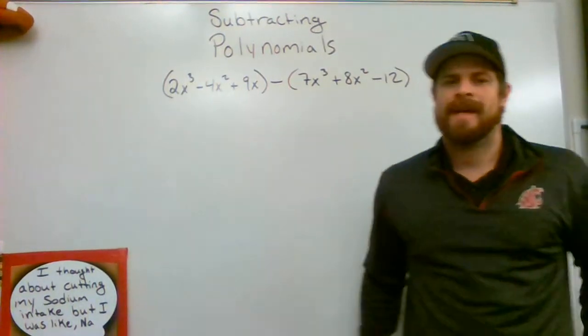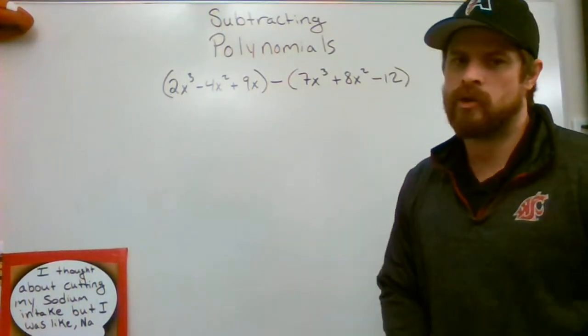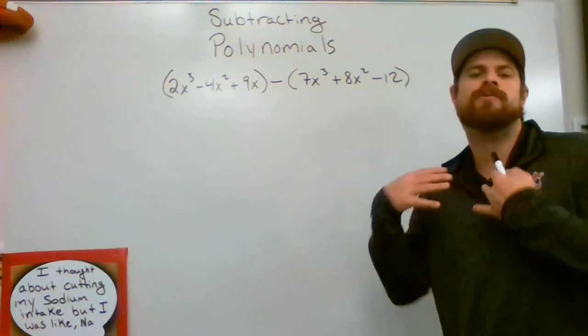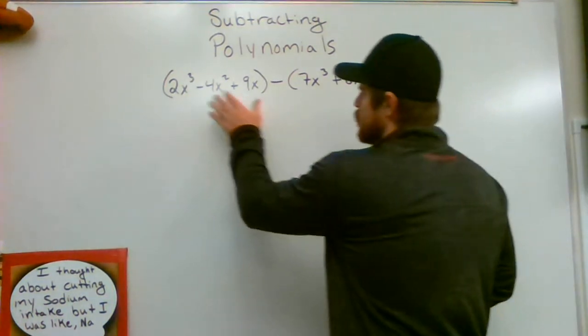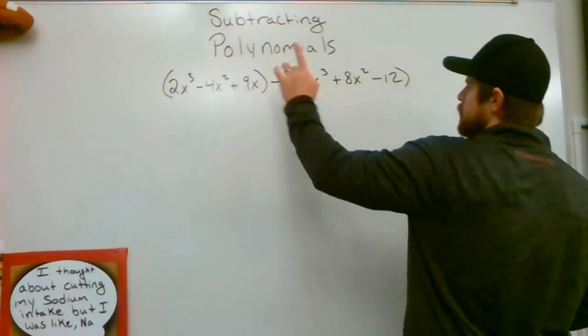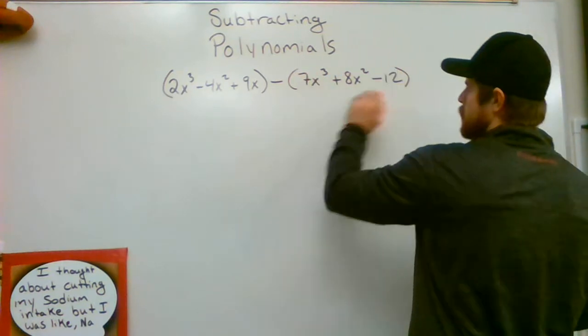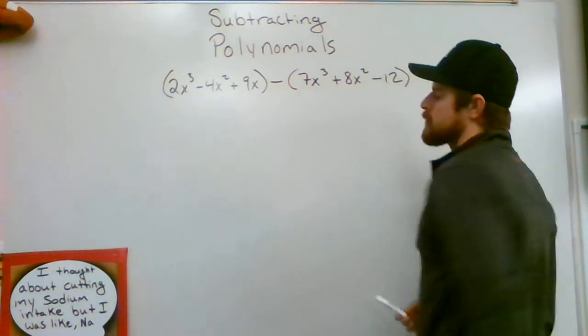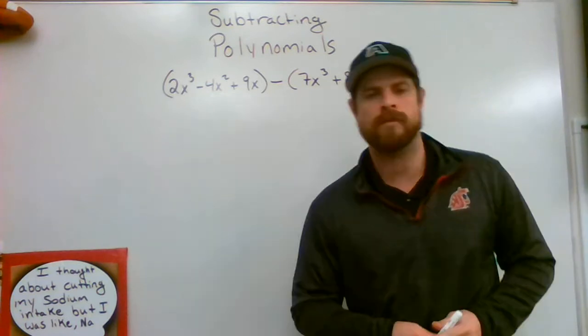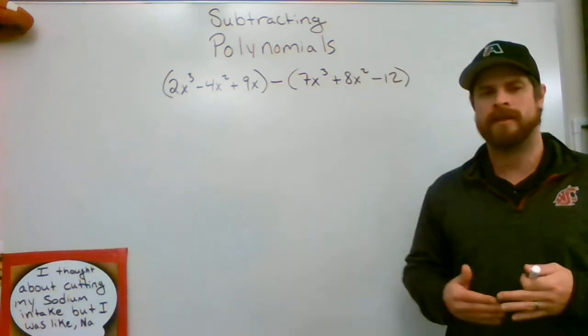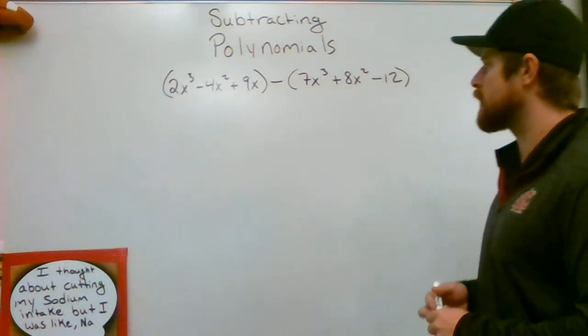If you just watched my last video, you learned how to add polynomials, and here we're going to be subtracting polynomials. So I have a trinomial because there's 1, 2, 3 terms, another trinomial, 1, 2, 3 terms, and we're being asked to subtract. Again, the best way to go about this would be to line them up vertically. Line up your like terms in a vertical order.